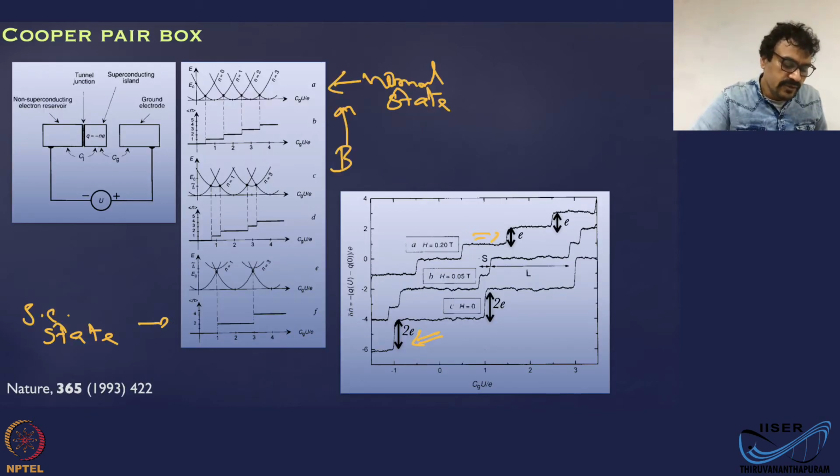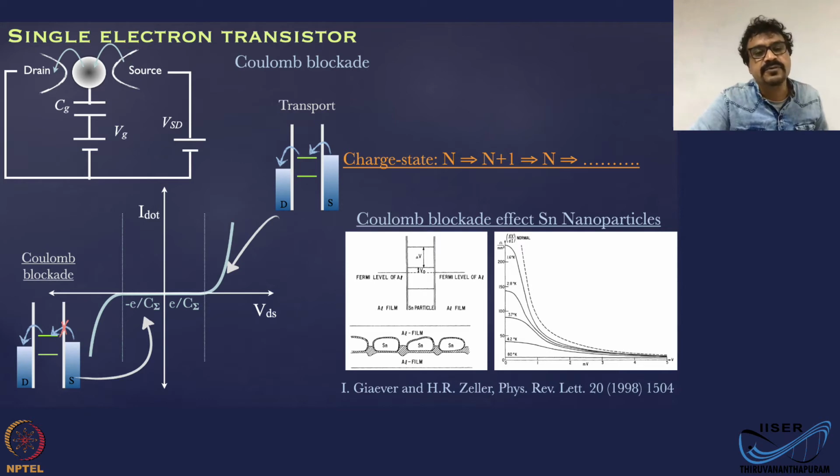Now, you can modify the geometry a little bit, and you can get to a very interesting and highly useful and technologically important device called the single electron transistor. So what we have is a conducting region, we can still call it an island, tunnel coupled to source and drain, and capacitively coupled to a gate with a voltage. This is going to provide the source-drain voltage, and this is going to provide the gate voltage.